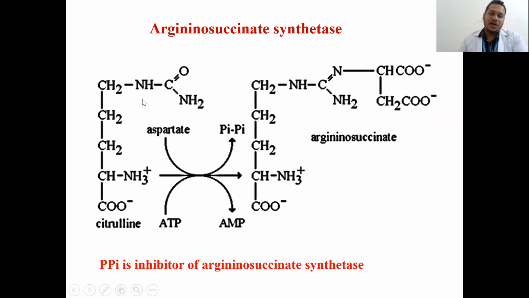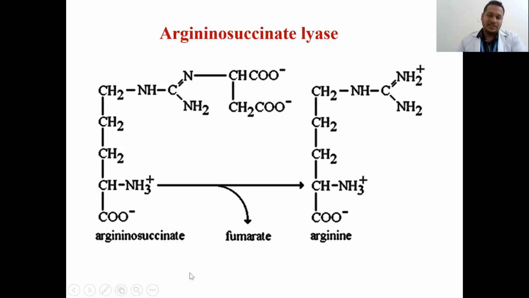Next, citrulline is converted into argininosuccinate with the help of argininosuccinate synthase, where citrulline combines with aspartate. Pyrophosphate is an inhibitor of argininosuccinate synthase. Argininosuccinate again gets cleaved into arginine and fumarate with the help of argininosuccinate lyase.